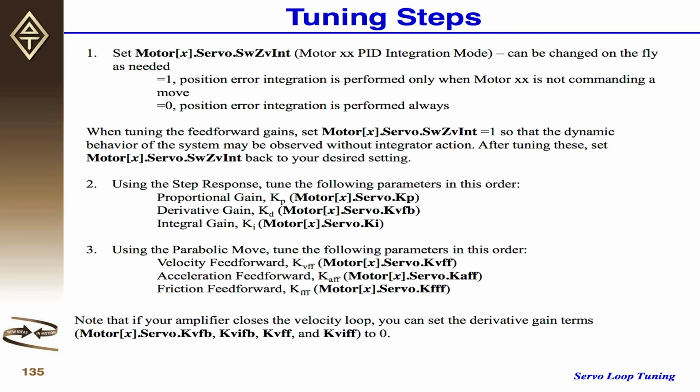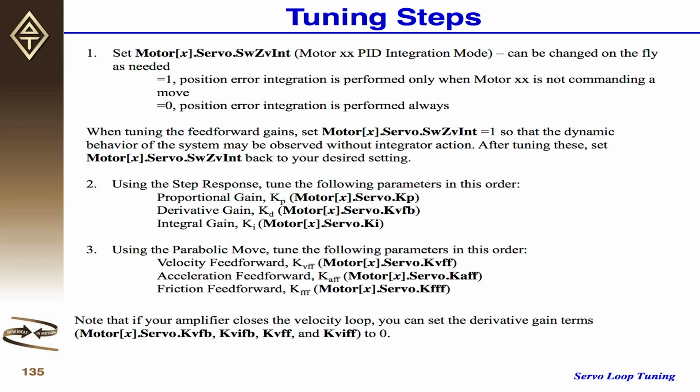And then when you switch to the parabolic move to tune your feed forward gains, you want to set swzvint equal to 1 so that Ki does not influence the shape of the plot. And then once you've finished all of your tuning, you should generally just turn swzvint back to 0 so that your position error is always being integrated.